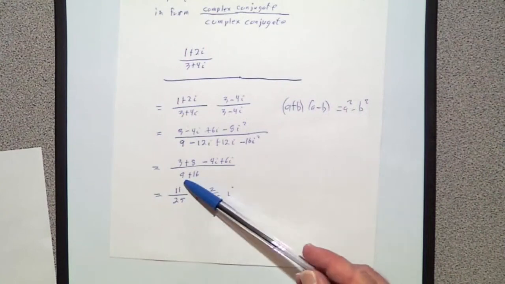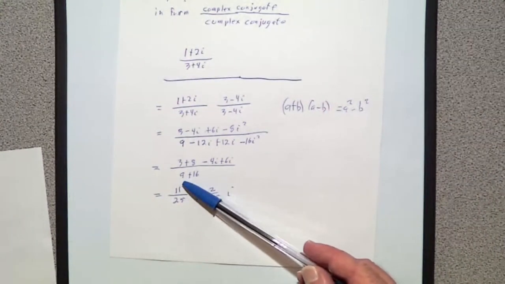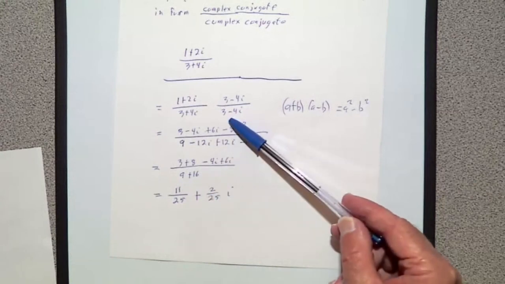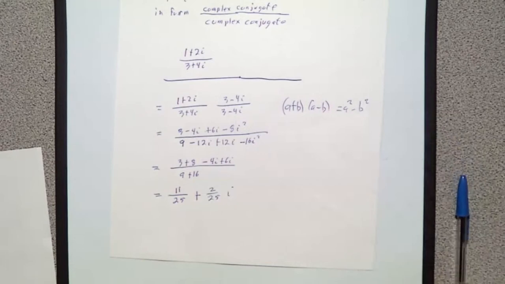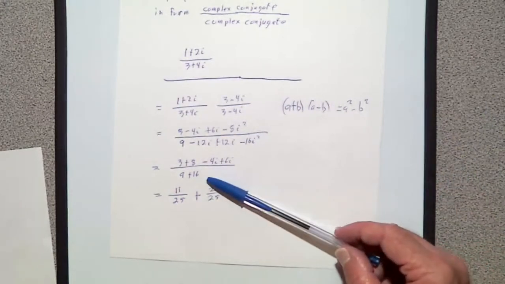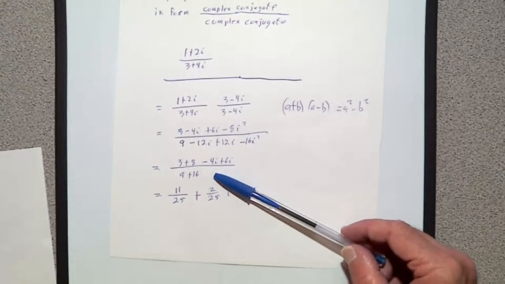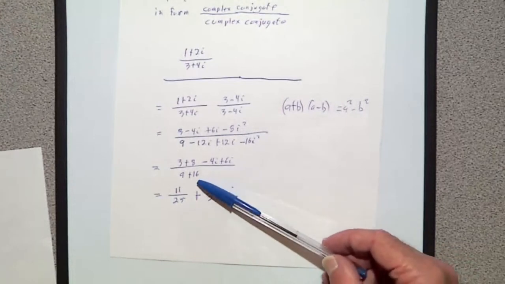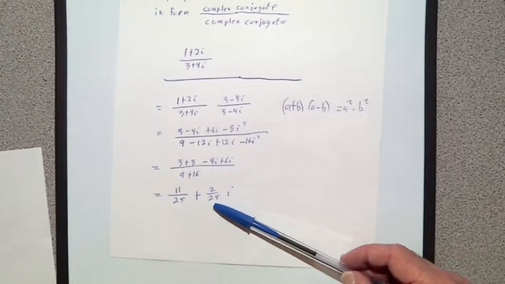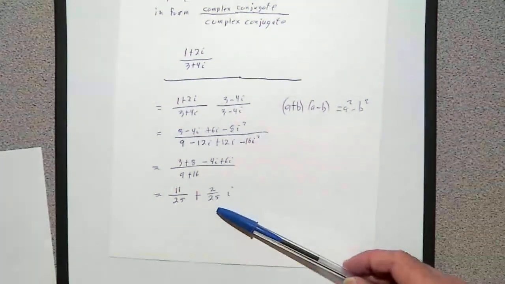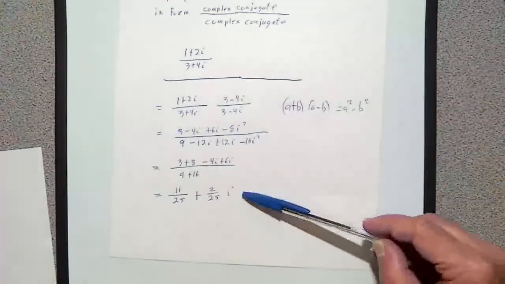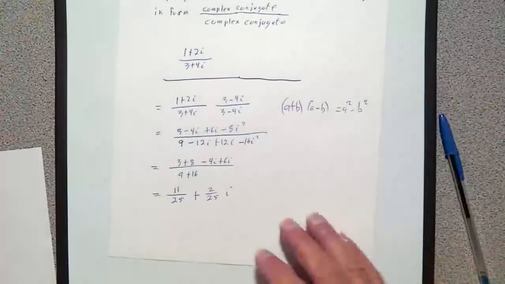So you get a square, 3 squared minus 4i squared, that's plus 16. Either way is fine, but the point is you've now got rid of the i's in the denominator. So it's 25 in the denominator, no i's. You got 11 25ths plus 2 25ths times i, and this is the standard form of a complex number.